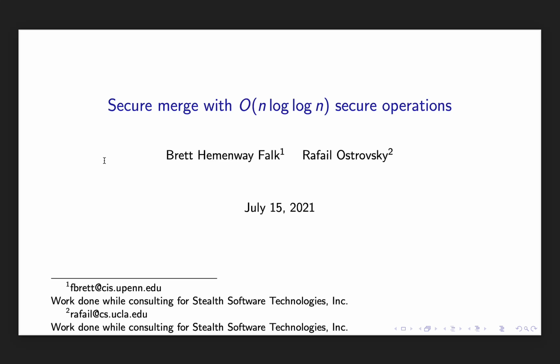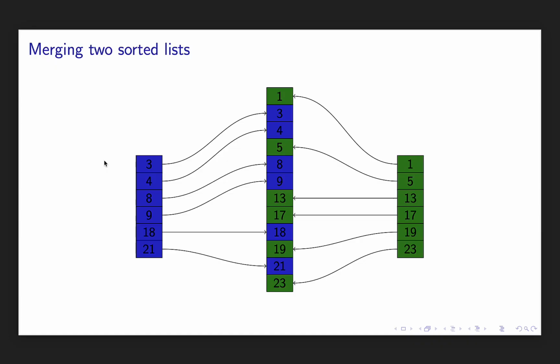In this talk, I'm going to present a novel algorithm for obliviously merging two sorted lists using order of n log n secure operations. So the setup is that we have two sorted lists, the blue list and the green list, and we want to merge them into a single sorted whole. Now, if we weren't interested in data obliviousness, it's straightforward to merge these two lists in order of n time. But if we require the merge algorithm to be data oblivious, that problem becomes much more challenging.